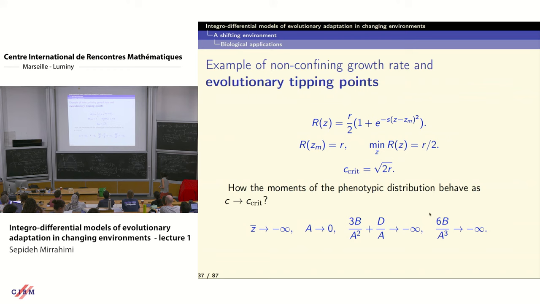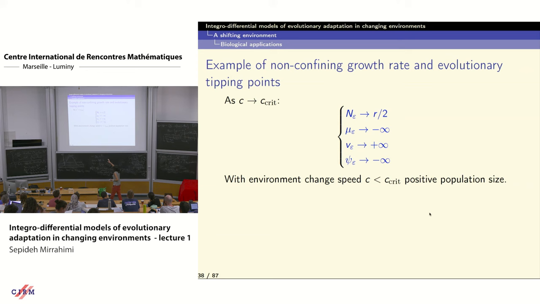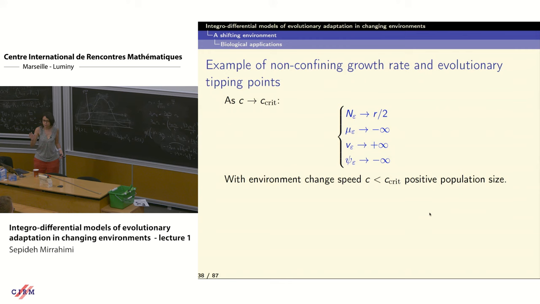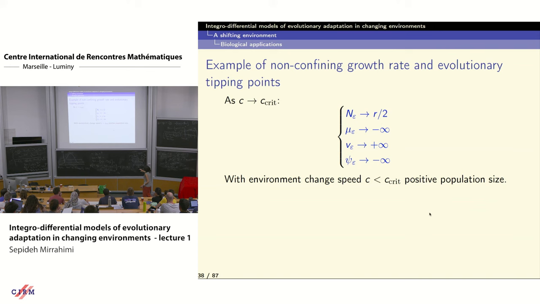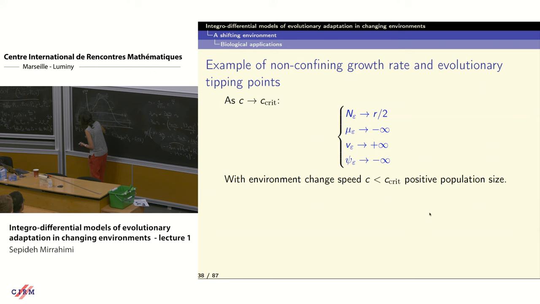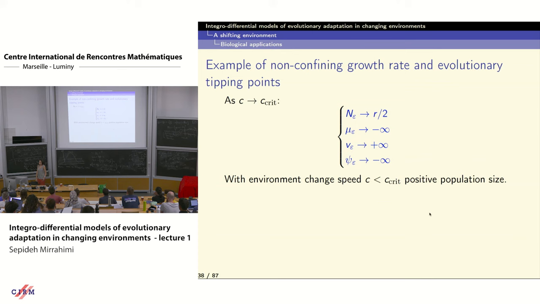And what we obtain is that at this C critical, for this particular example, the population density remains bounded from below and above, so it goes just to a constant R over 2. But all the other quantities explode. So mu epsilon goes to minus infinity, which makes sense because when we come closer to this, z bar will go away more and more, and at the end it will go to minus infinity. The variance is going to infinity, and the third central moment is going to minus infinity, which means that the population is going more and more to the left.